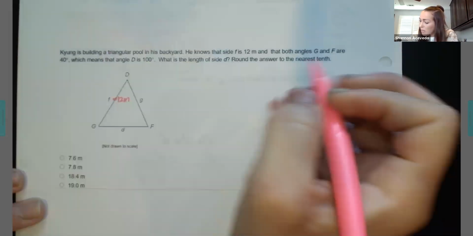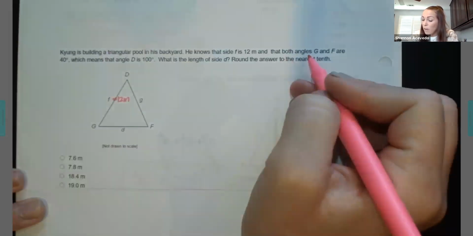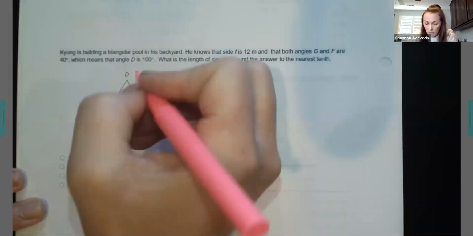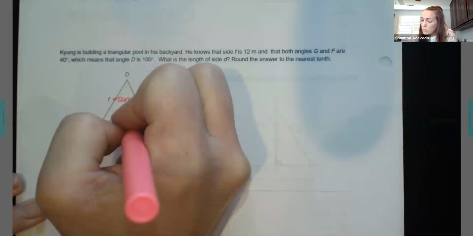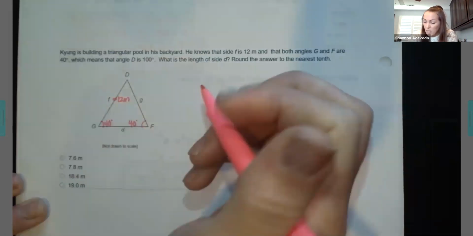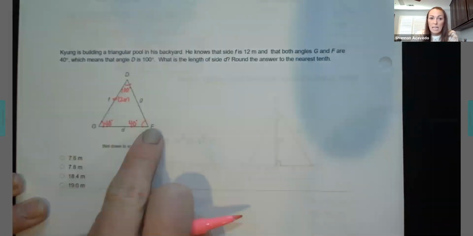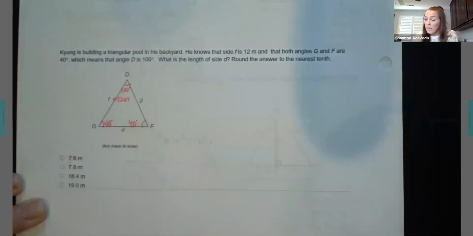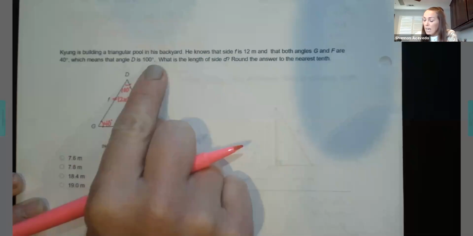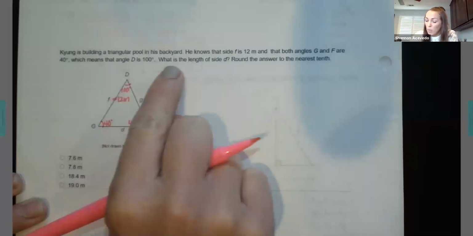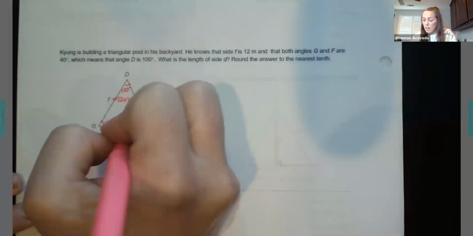I know that both angles G and F are 40, so angle G is 40, angle F is 40, which means that my angle D is 100 degrees. Well, of course, if these two add up to 80 and I subtract it from 180, then this has to be 100. Then it says, what is the length of side D? We want to know, what is this side over here?